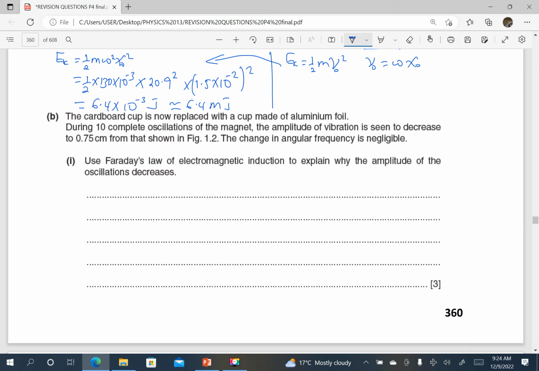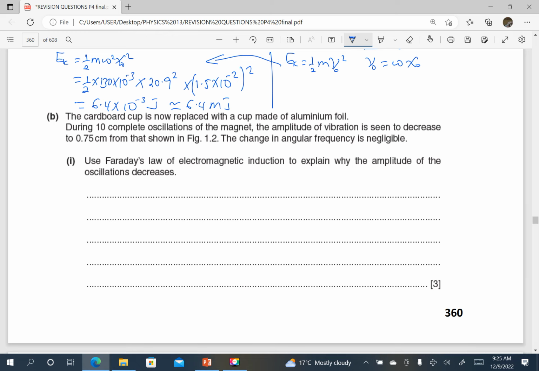The cardboard cup is now replaced with a cup made of aluminium. Of course, now this is a conductor. During 10 complete oscillations of the magnet, the amplitude of vibration is seen to decrease to 0.75 centimeters, shown in the figure. The change in angular frequency is negligible. Use Faraday's law of electromagnetic induction to explain why the amplitude of oscillation decreases.